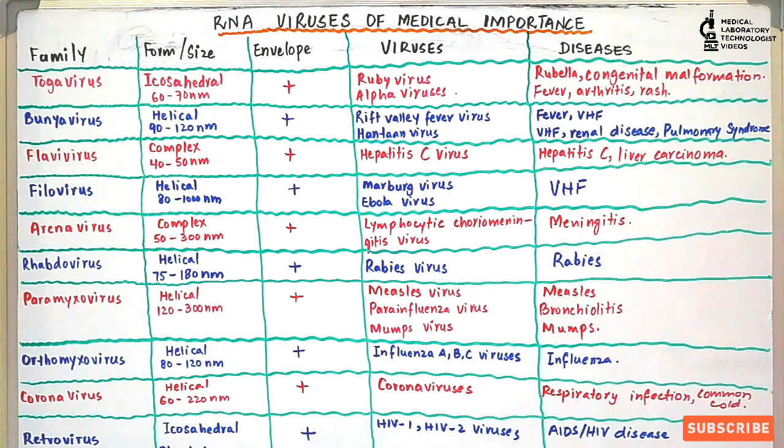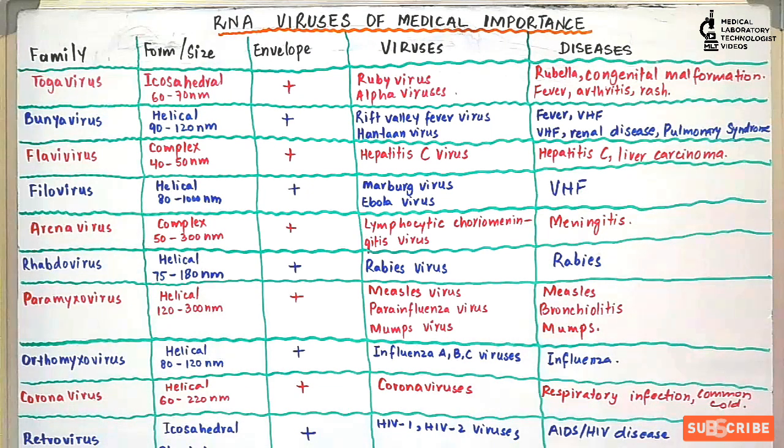Next is filovirus. Filovirus is helical in shape, 80 to 1000 nanometer. They also contain an envelope, and the viruses in this family are Marburg virus and Ebola virus, which cause viral hemorrhagic fever. Ebola virus is also very important to study. As you know, in Africa we always hear about Ebola virus, which causes viral hemorrhagic fever. Next is arenavirus.